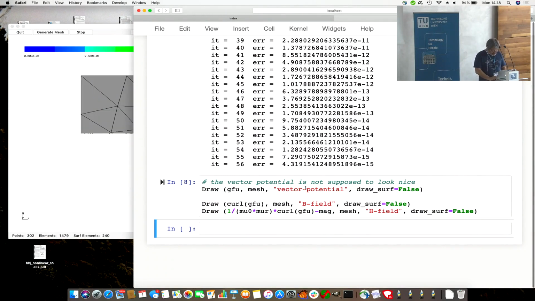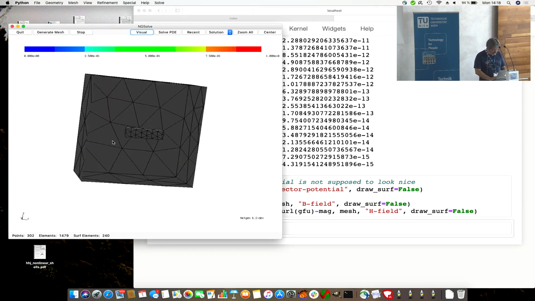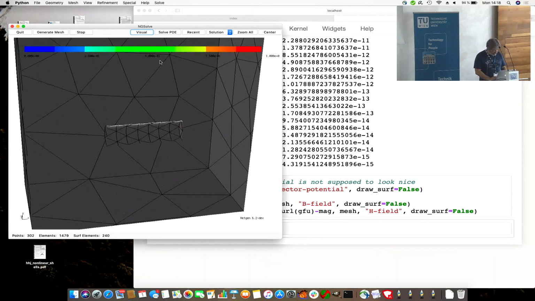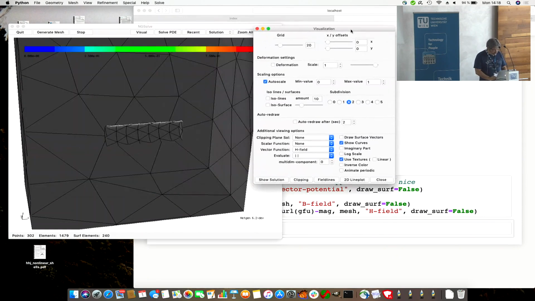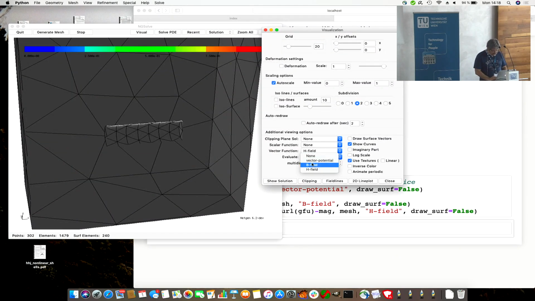Okay, we can look at different fields now. We can look at the vector potential A itself. We can look at the B field, the magnetic flux, Induktion in German. Or the H field, which is 1 over mu curl A minus magnetization. So you can write down this expression and look at these fields. How can we look at them? Visualization, I want to see the B field, for example.